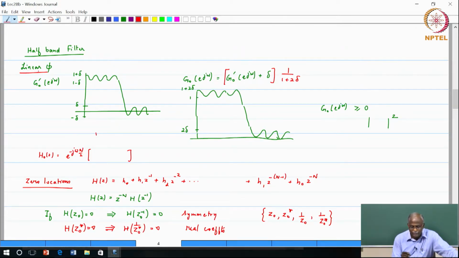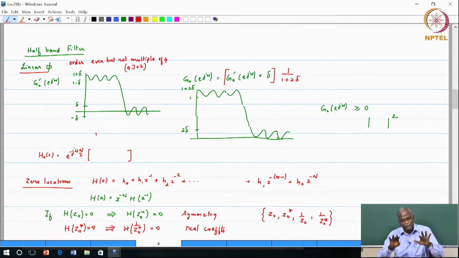So we initially say that I want to design a linear phase filter. We are going to have to specify the order as even but not a multiple of 4, okay. That means it would be of the form 4j plus 2, and the reason is, when you spectral factorize it, it will come out to be an odd order filter, which is exactly what we need to get perfect reconstruction. And anyway, if you want to do a half band filter, you would have to specify it to be even but not a multiple of 4. That is the only way you can satisfy that condition.